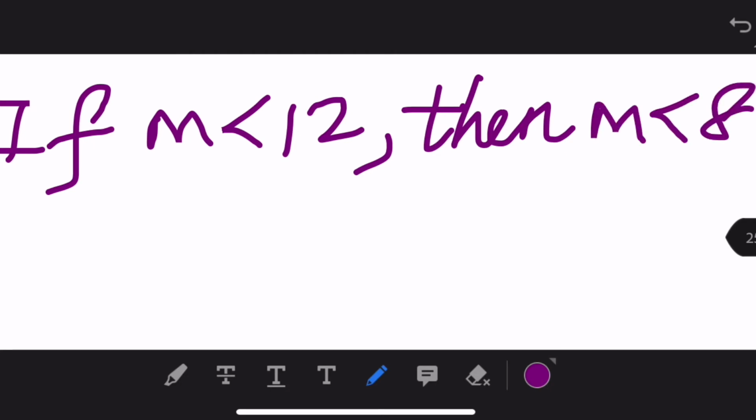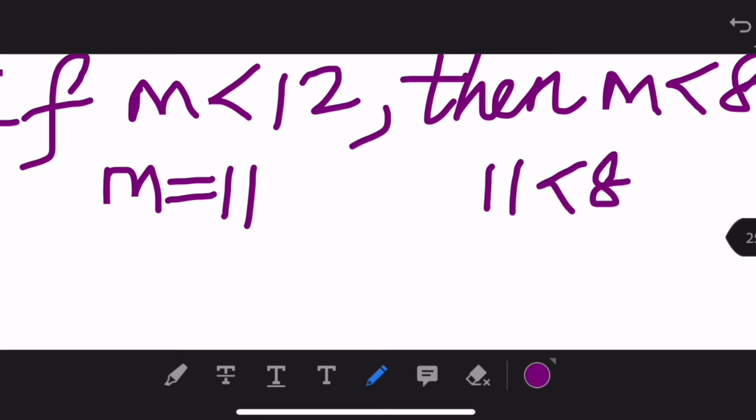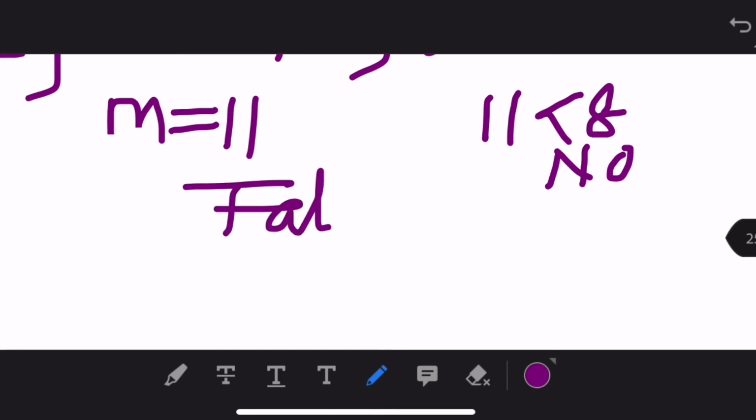Is it true or false? The question asking, let's say if 11 is less than 12, is 11 less than 8? The answer is no. So this is a false statement.